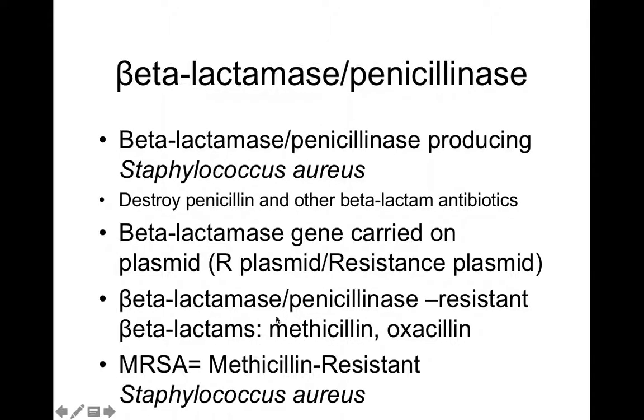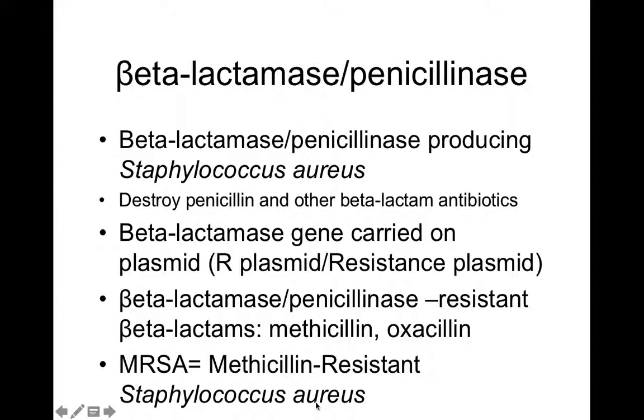The most famous one is methicillin, and it's no longer used in the United States. Another beta-lactamase-resistant beta-lactam that is used in the United States is oxacillin. The reason methicillin is famous is that with overuse of these beta-lactamase-resistant beta-lactams, we selected for MRSA, and MRSA stands for methicillin-resistant Staphylococcus aureus. And this is kind of a puzzler because you're like, wait a minute, methicillin isn't destroyed by beta-lactamase. So how can Staphylococcus aureus grow in the presence?